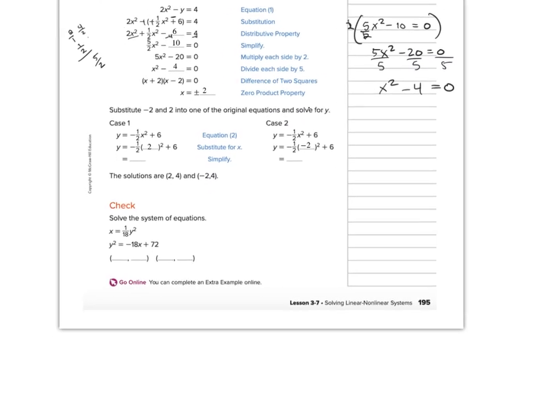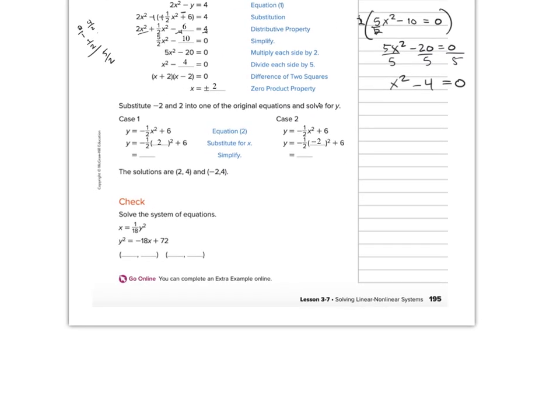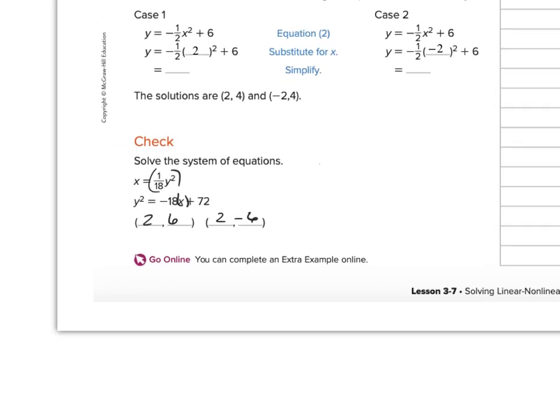Now, I'm not going to go through this last equation, because we're going to do this in class, of course, and we're going to do a lot. But if you do it on your own, what you should end up with is 2, 6, and 2, negative 6. Easiest thing to do, of course, is to substitute in x right there. Let's just go ahead and do it real quick.